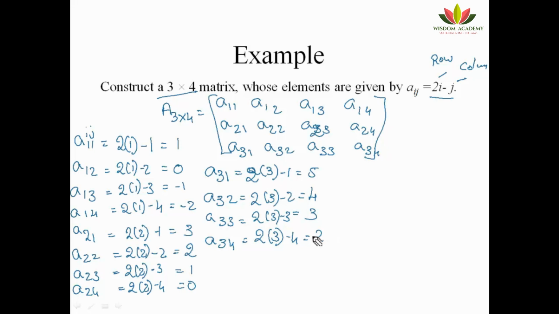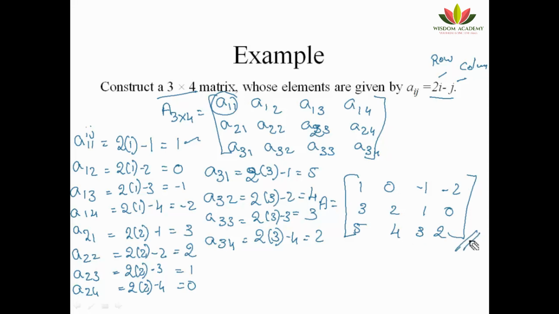Okay, now we have found the corresponding element values, right? Now we want to form the matrix, that is A is equal to, A11 value is 1, A12 value is 0, A13 is minus 1, A14 is minus 2, right? Similarly, I can write the second row 3 2 1 0, and here the third row 5 4 3 2. So this is how you construct a matrix.